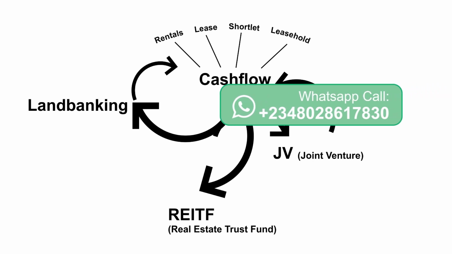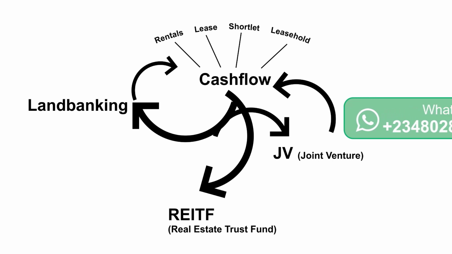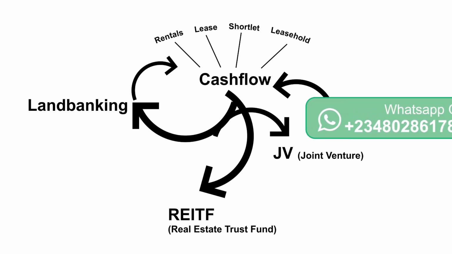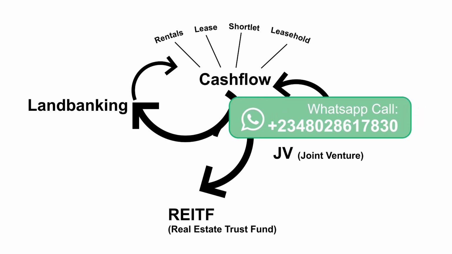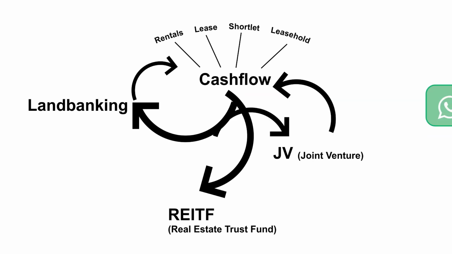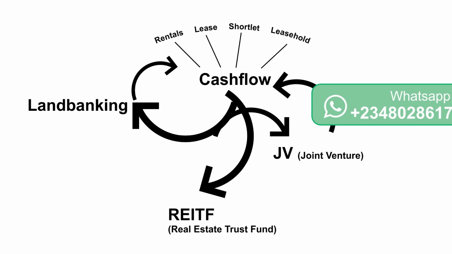Because when you do JV, the developer builds, let's say, 12 units there. Based on the value of your land, you can get 4 units, you can get 3 units. So with this JV, there's another arrow from JV going back to cash flow, which means that when you collect the apartments or the number of units that you want from JV, you don't sell, you put that property on short let, or you put that property on rental to be giving you cash flow. Hope you are getting it now.